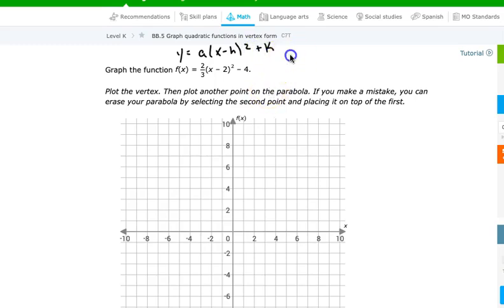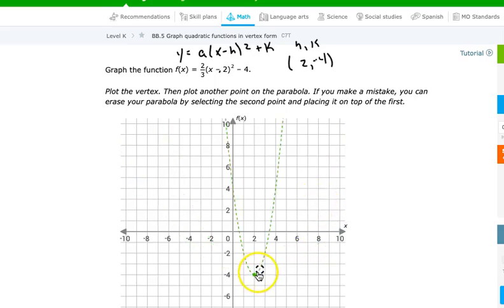So when I look here, my vertex is (h, k), looking for h and I'm looking for k. H is positive 2, because the formula is subtract h, so it says positive 2. The k is minus 4, so negative 4. So the vertex is 2, negative 4. I'm going to place that on my graph, and that's my vertex. So now I need to go find another point.